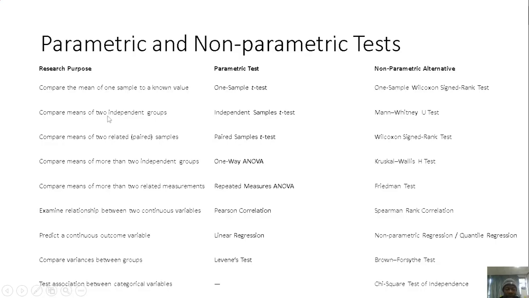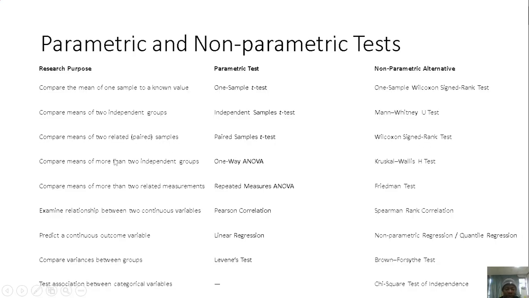If you want to compare two independent groups, you check if the data is normally distributed, then you use the t-test of independence. Otherwise, if it is not normally distributed, you use the Mann-Whitney U test. If you want to compare paired means, then you use the paired sample t-test. And if it does not meet the normality test, then you use the signed rank test.